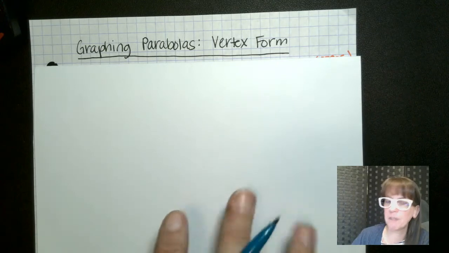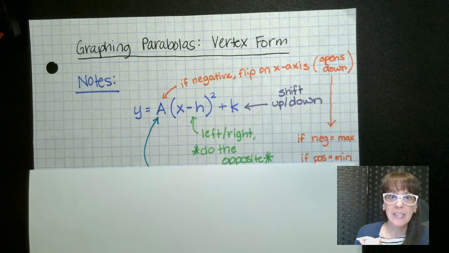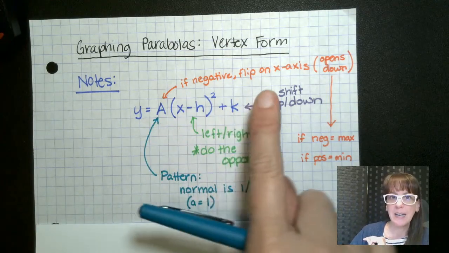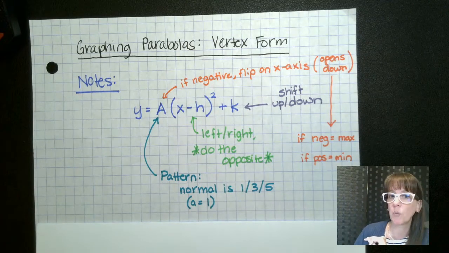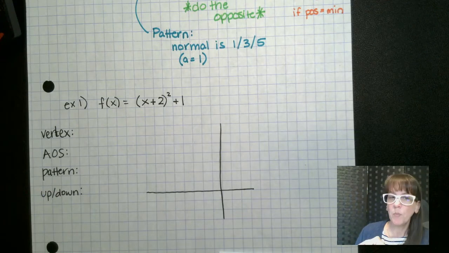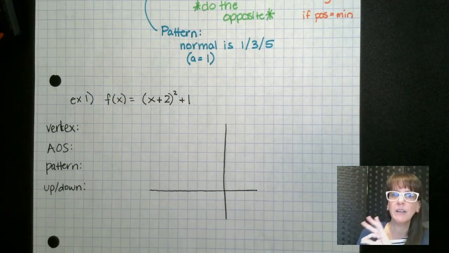Now remember, our vertex form is going to look just like this. Grab your notebook, you're going to want to write this down. So this guy right here is our vertex form. Now I've got some notes associated with this whole thing, so pause the video, write those down, and we're going to talk about that.